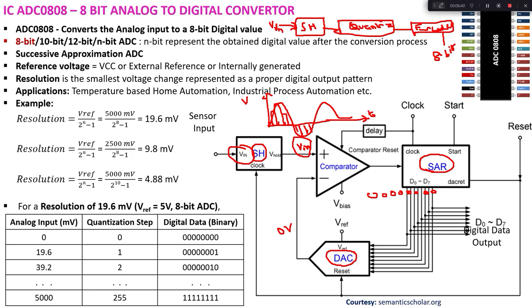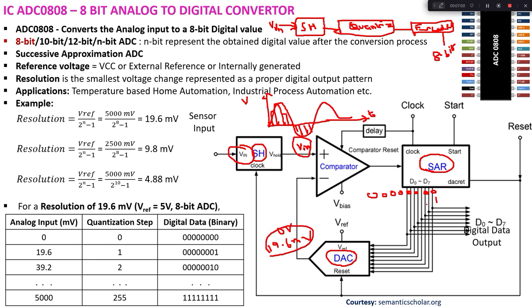If it is not matching, in that case the next value, which is 701, will go as an input. And here it will generate 19.6 millivolt as an output. This digital to analog converter generated 19.6 millivolt as an output, and this will be compared.